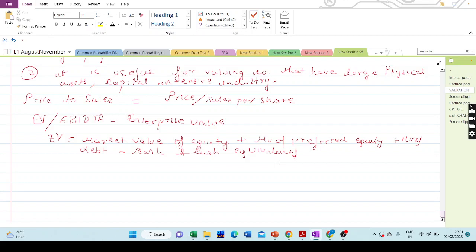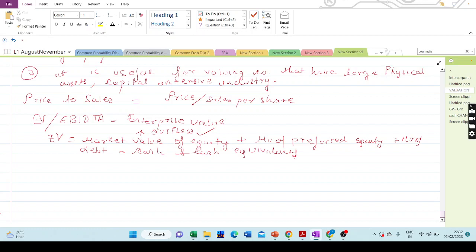So guys, when you buy a company, you have to repay its existing shareholders. Are we good? If you buy a company, you have to repay its existing shareholders. That would be an outflow for you. You have to repay the existing shareholders. What would you repay them? The market value of equity.